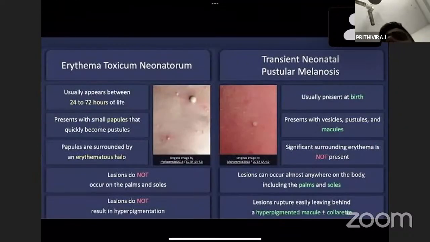So another important thing is erythema toxicum neonatorum and transient neonatal pustular melanosis. Erythema toxicum neonatorum appears at 24 to 48 hours of life, though it may be present at birth. Small papules become pustules with an erythematous halo in erythema toxicum neonatorum. Whereas transient neonatal pustular melanosis presents with pustules, mostly macules. It may also present as vesicopustules, but there is no erythema.